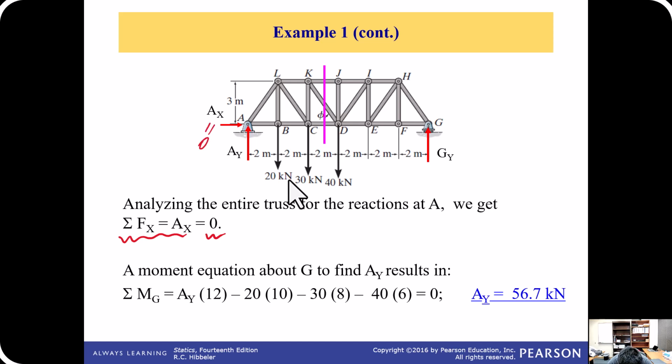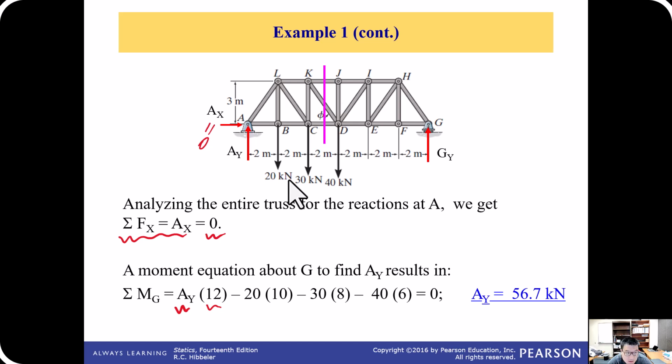And then we can calculate the moment about point G to find Ay. It will be Ay times 12, which is the distance from the action line of Ay to point G, 12 meters, and it's positive. And for the 20, the distance to point G is 10, for 30 it is 8, and for 40 it is 6.